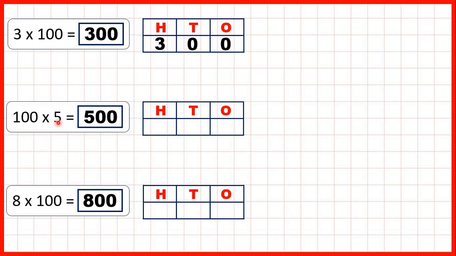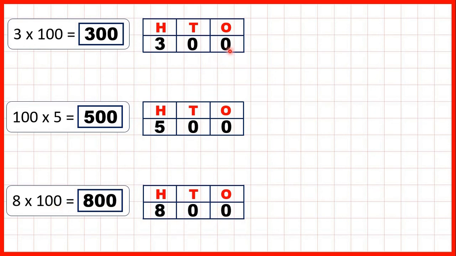And for 100 times 5, we can write 5 in our ones, but then to multiply it by 100, we're moving 2 place values to the left, and now to show that the 5 stands for 500s, we need zeros in our tens and ones. And for 8 times 100, it's the same thing. The digit moves 2 squares or 2 place values to the left, so we can put 2 zeros on the end to get our answer.